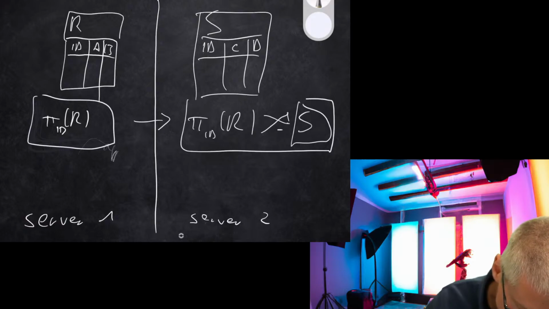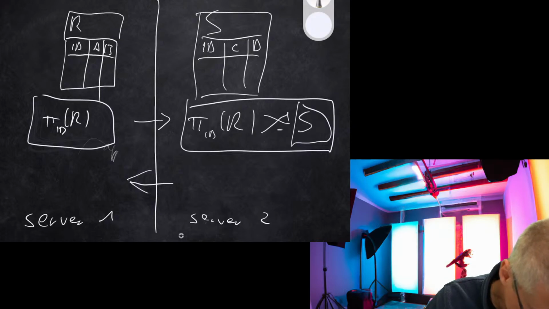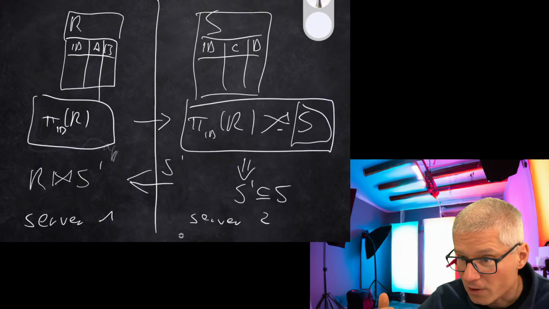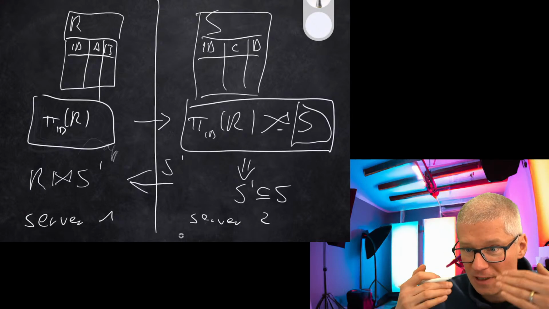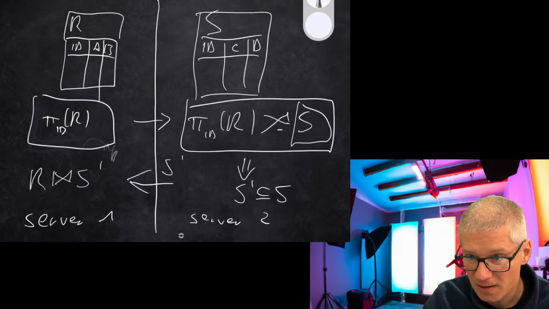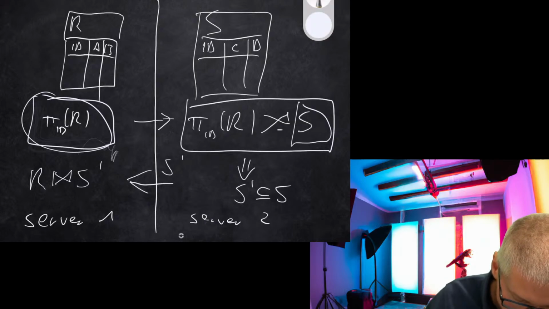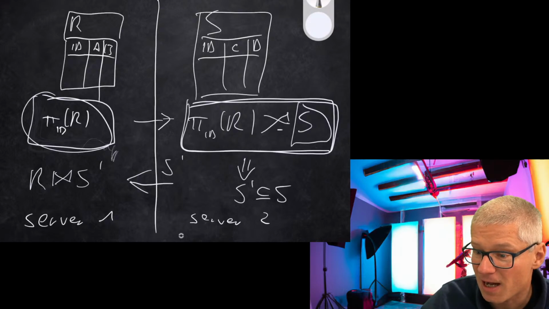So this gives you a subset of S, and that subset is then shipped again to the other side, to server 1. Let's call that subset S prime, a subset of S. So you ship S prime to the other side, and then you do the actual join of R with S prime. The goal of all of that is to reduce the amount of data that you send over, by first sending just the IDs from one of the relations to the other side. With that, you can determine here in this box which of the tuples from S actually take part in the join.